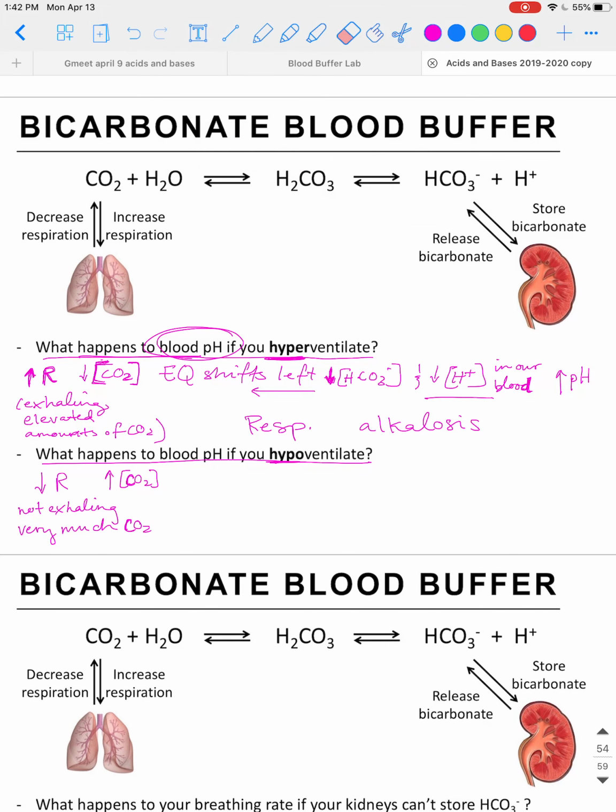So, let me erase everything that I drew up here. If we're increasing the amount of CO2 in our blood, how is that going to affect equilibrium? Well, Le Chatelier's principle says if we increase the concentration of a reactant, equilibrium shifts towards products. So equilibrium is going to shift to the right.